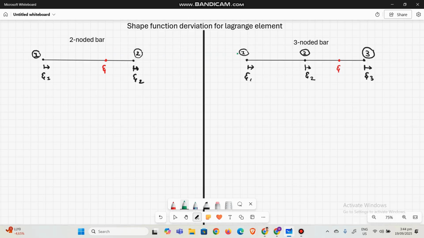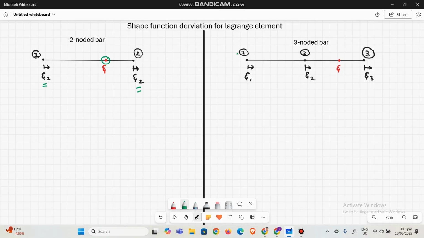So talking about the shape function derivation using the Lagrange method, there is a very easy method for deriving the shape function. For example, let's say we are in a local coordinate system of xi because it is uniaxial, and the coordinate in local coordinate for node 1 is xi1, and for node 2 is xi2, and at any intermediate point we have xi as the local coordinate. So now we need to derive the shape function for node 1 and node 2.